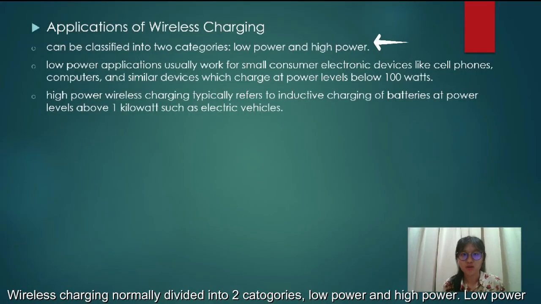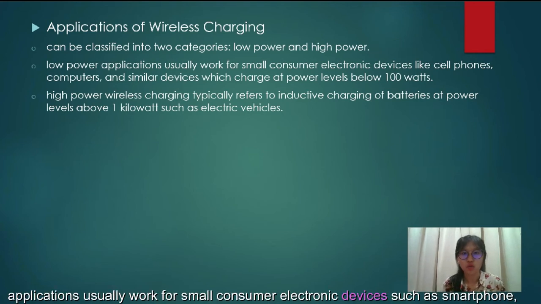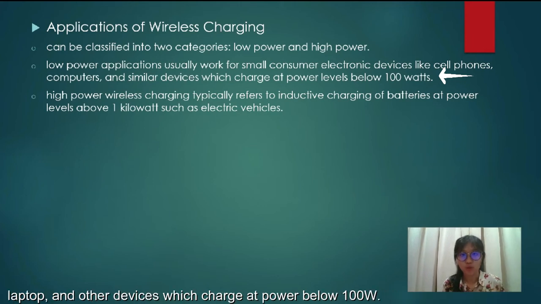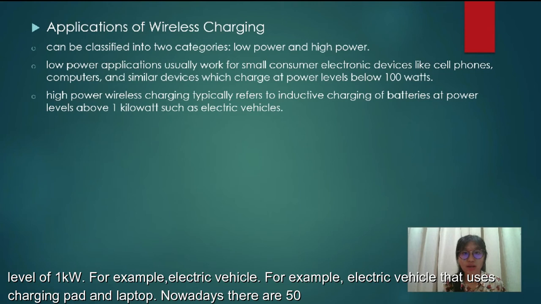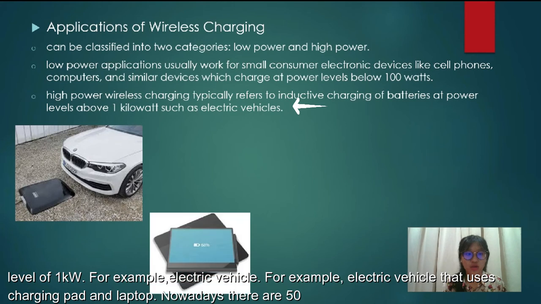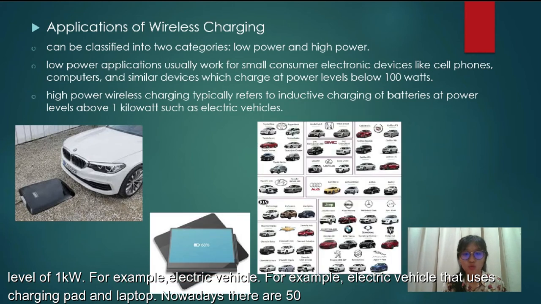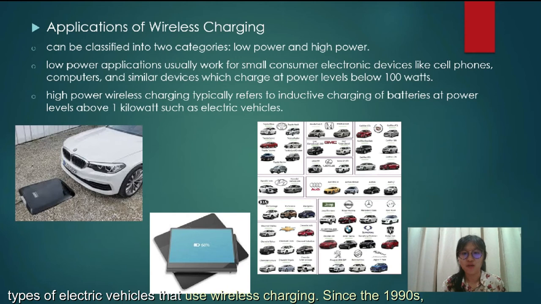Wireless charging is normally divided into two categories, low power and high power. Low power applications usually work for small consumer electronic devices such as smartphones, laptops, and other devices that charge up to a power level below 100 watts. High power applications normally work for devices that charge at a power level above 1 kilowatt, for example electric vehicles. Here are examples of electric vehicles using charging pads, and laptops also using wireless charging pads. Nowadays there are 50 types of electric vehicles that use wireless charging.